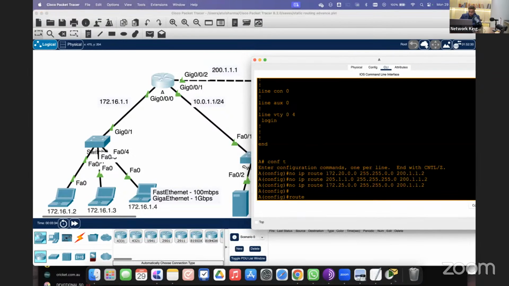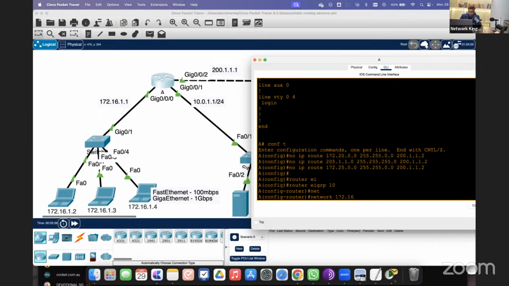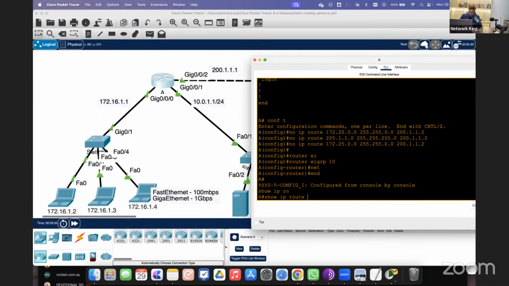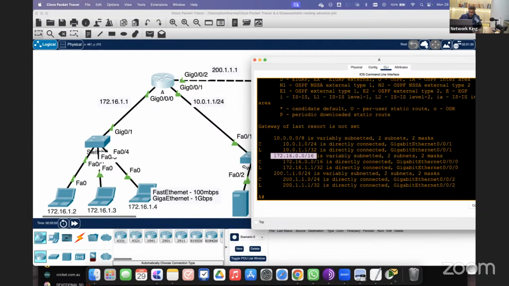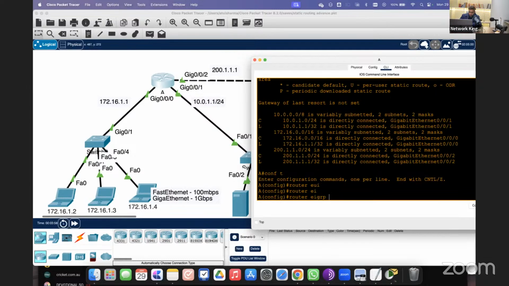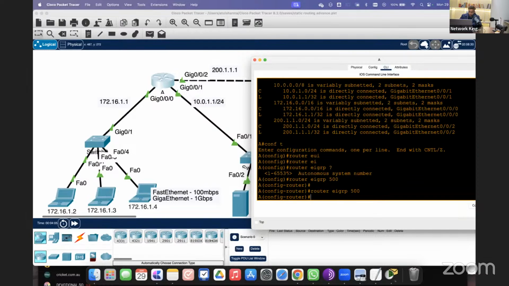So let's go to router EIGRP 10, network 172.16.1.1, 0. I think this is class B. And if you're confused, we can check show ip route. ये देखो यहाँ पे class B है ना. So we have to advertise that only. Router EIGRP, you can see 1 to 65,000 is the range. You can take, let's say, 500. This time we will use a different number.